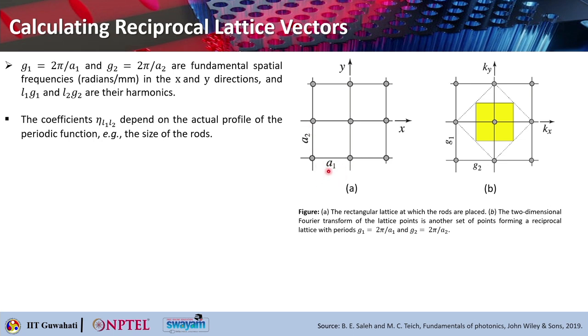The period along x is A1, the period along y is A2, and this is the two-dimensional Fourier transform of the lattice points. So, you are changing from the x space to k space. Here the coordinates have changed to kx and ky, and this is the reciprocal lattice, which has periods G1, equal to 2 pi by A1, and G2, equal to 2 pi by A2. This is the real lattice and this is the reciprocal lattice.